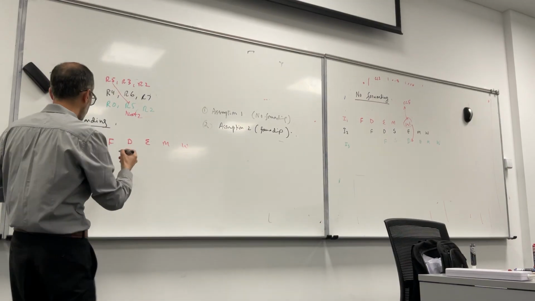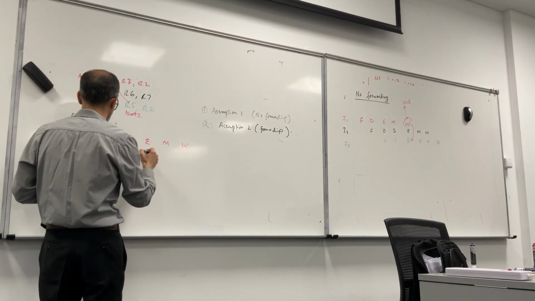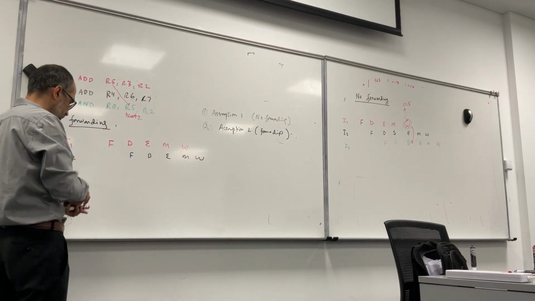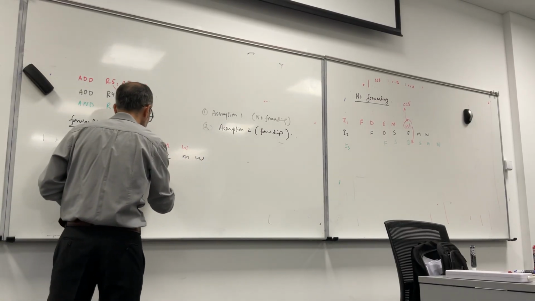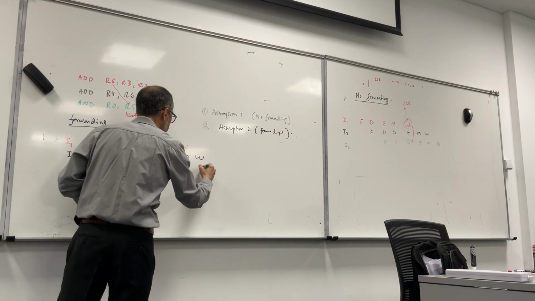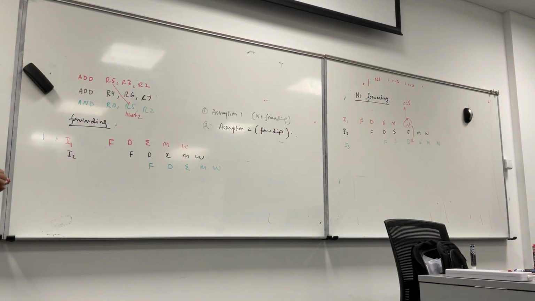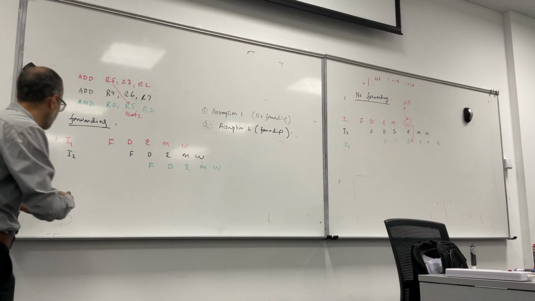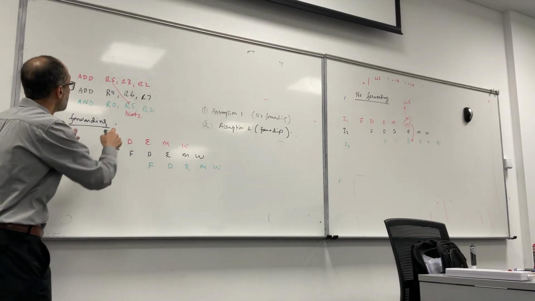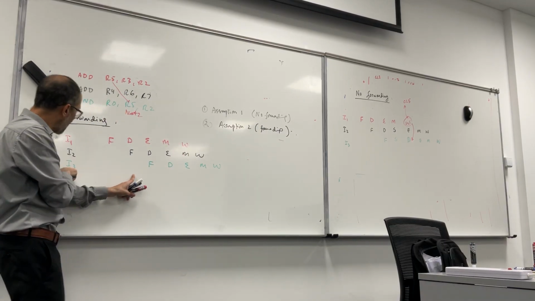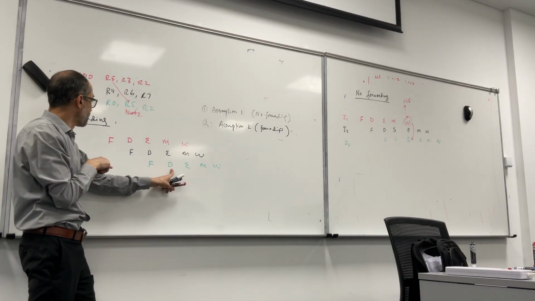We have fetch, decode, execute, memory, and write back. Then we have the other instruction: fetch, decode, execute, memory, and write back. Clear? Okay, now in this case, this is my I3. Here, this value here. Please remember, let's say I3 is now in the decode stage.